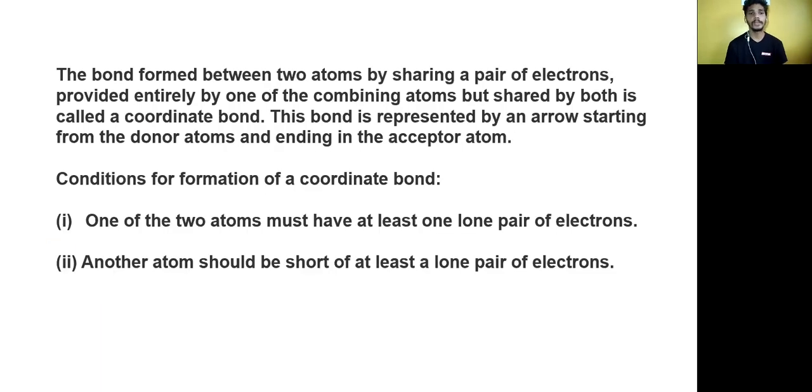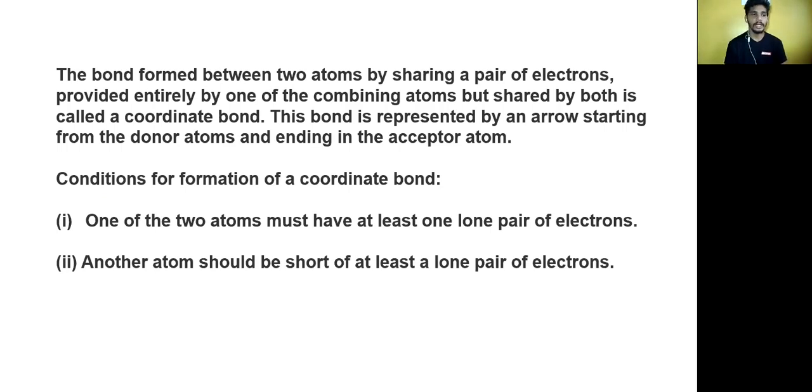The bond formed by sharing a pair of electrons provided entirely by one of the atoms but shared by both is called a coordinate covalent bond. One atom donates, one accepts, and both atoms share the pair. It's called a coordinate bond. The blue arrow is going to indicate this.